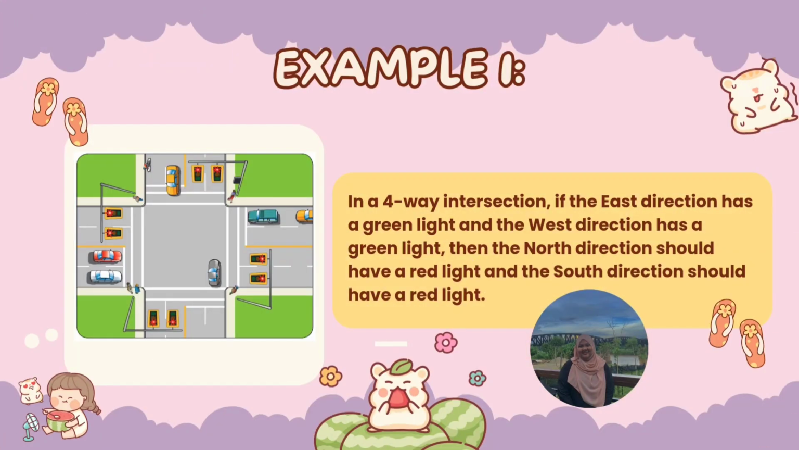First of all, we will start with example 1. You can see the picture we provide there. In a four-way intersection, if the east direction has a green light and the west direction has a green light, then the north direction should have a red light and the south direction should have a red light.